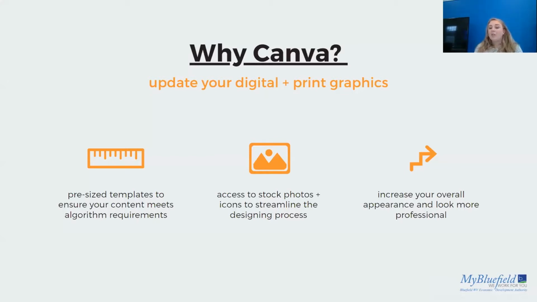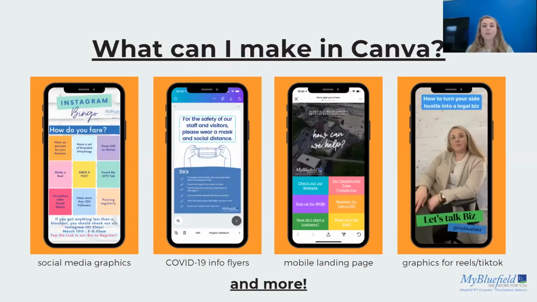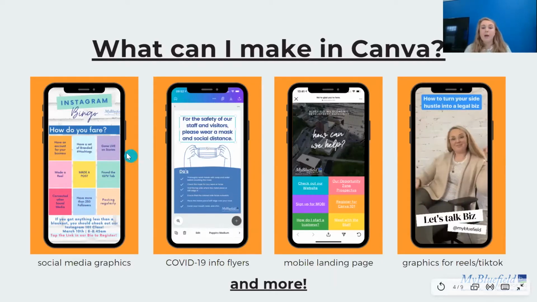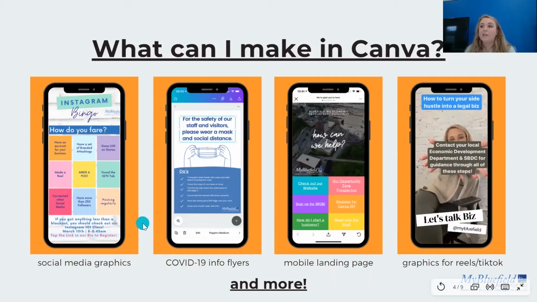You have access to stock photos and icons to kind of streamline that process, and you can increase your overall appearance and look a lot more professional. These are just a few examples of the things that you can make in Canva. So some of you who joined our Instagram class last week might have seen this bingo, and it's just a cool graphic that we created in order to bring people to sign up for Instagram. And you can see there's multiple things in there. If you've made a reel, connect with other social media accounts, you did that little bingo in your head. It says if you got anything less than a blackout, you should check out our Instagram 101 class.